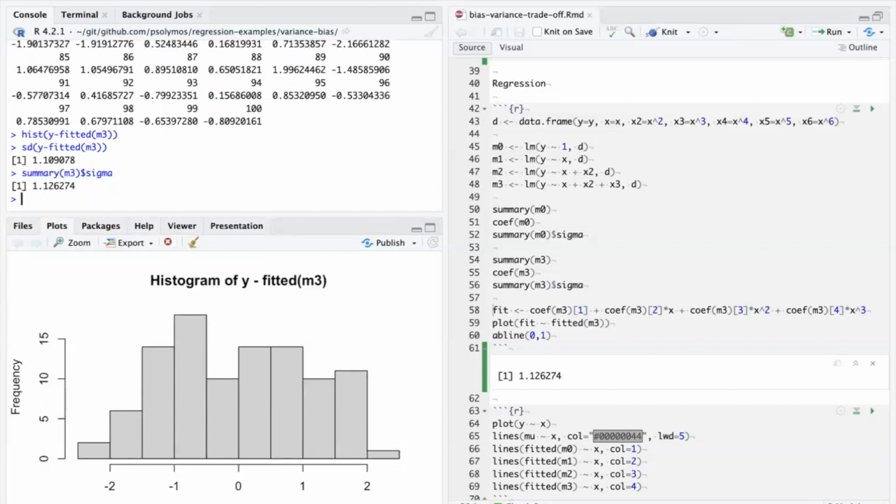If I just straight up calculate fitted value minus y and take its standard deviation, that is going to be very close to this sigma. So this is what it means, the standard deviation around the residuals. And it's slightly different because how it gets calculated is slightly different than just calculating a standard deviation. It is based on a maximum likelihood estimator, and that's why it's slightly different, but you can see it is very close.